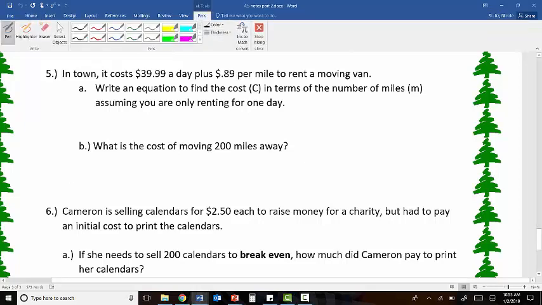In this last video, we're going to finish up the last couple questions. It says, in town it costs $39.99 a day plus 89 cents per mile to rent a moving van. Write an equation to find the cost in terms of miles if you're only renting for one day. So you just want to be careful.